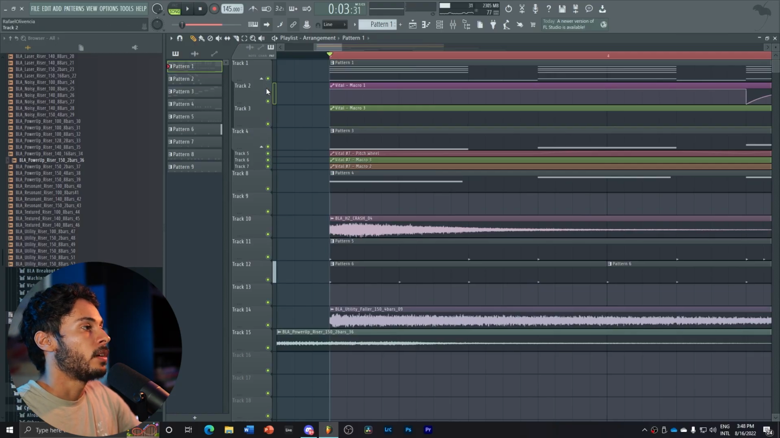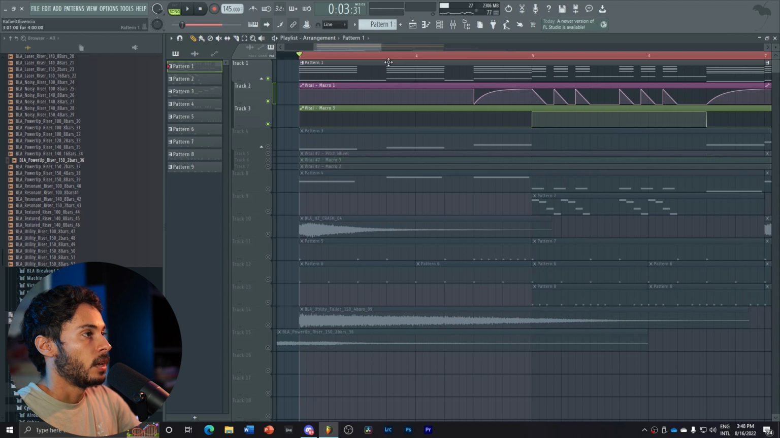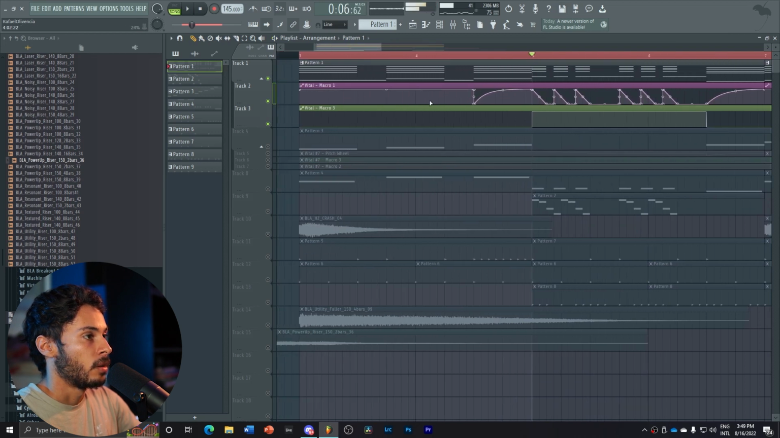and what's happening here, we have three automations. So this one here is our filter, which is controlling here this little pluck effect. We have here our delay, which is this one right here. And that makes it sound very different, very unique, because it gives it some character to the sound. It gives it some more movement, which is what we want when making melodic dubstep.